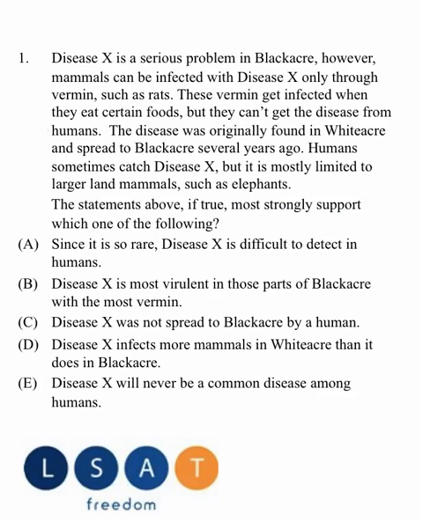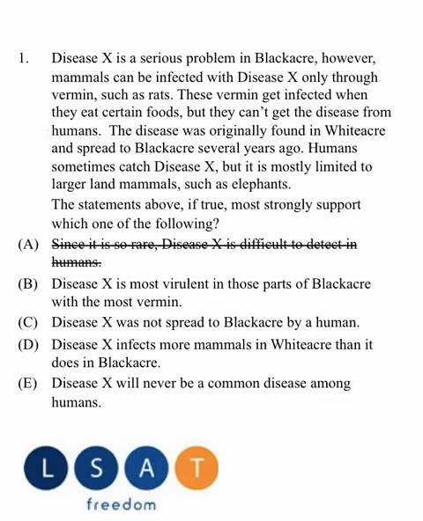A. Since it is so rare, disease X is difficult to detect in humans. Well, we learn that humans sometimes catch this disease, but we really don't know how rare it is. So that's one reason answer choice A is wrong. Another reason it's wrong is that it concludes that disease X is difficult to detect, and there's absolutely no basis for that. So A is completely wrong.